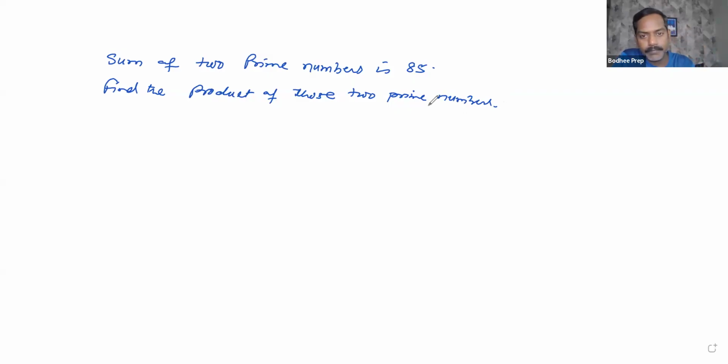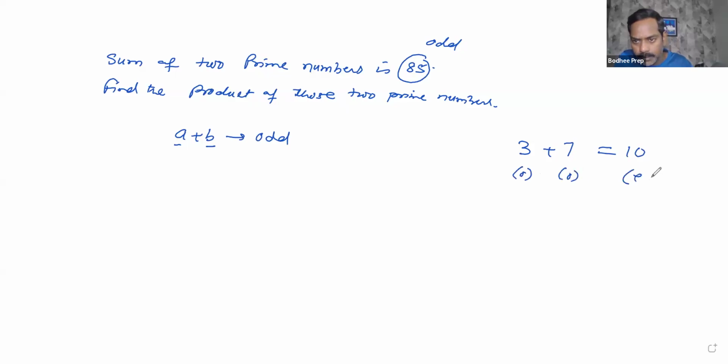Now, how do I identify which two prime numbers sum to 85? The catch here is that this number is odd. If I'm adding two numbers A and B, and this is equal to an odd number, what can we say about A and B being even or odd? Let's see. If I take two odd numbers, for example, 3 and 7, I get 10. So can I say the sum of two odd numbers gives me an even number, right? This will always happen. You can check on your own.